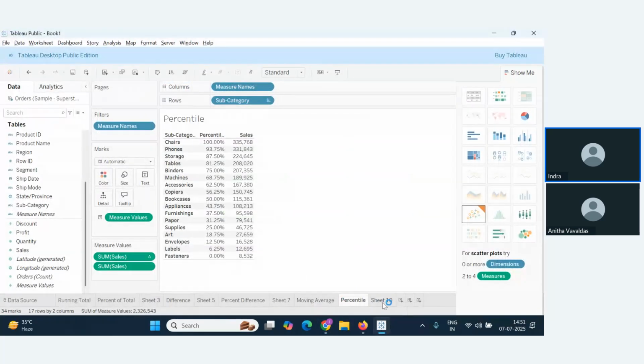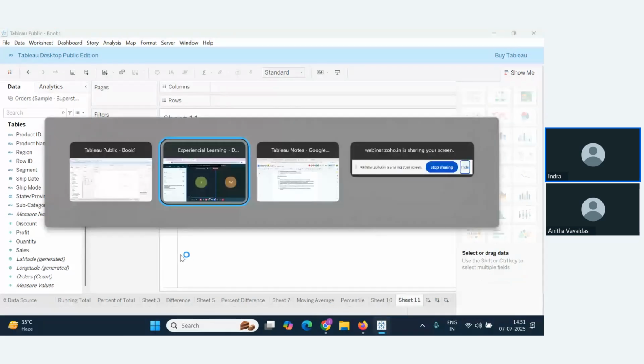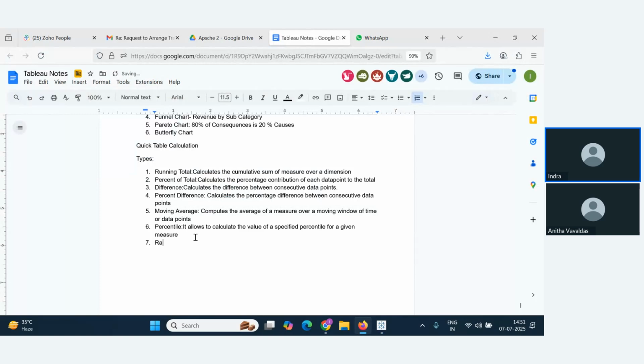Let's go to the next one. That is nothing but ranks. Rank is very simple. Rank is going to give the rank to each data point based on its measure value. In Tableau, rank assigns a rank to each data point within its partition based on the measure value. It helps you to identify the relative position of each data point as compared to the others within the same partition. Let me be more specific.